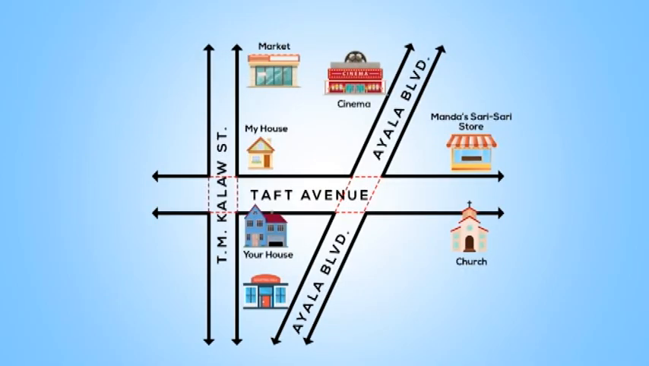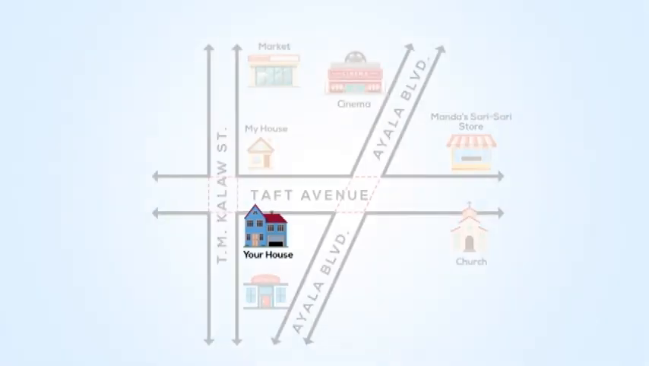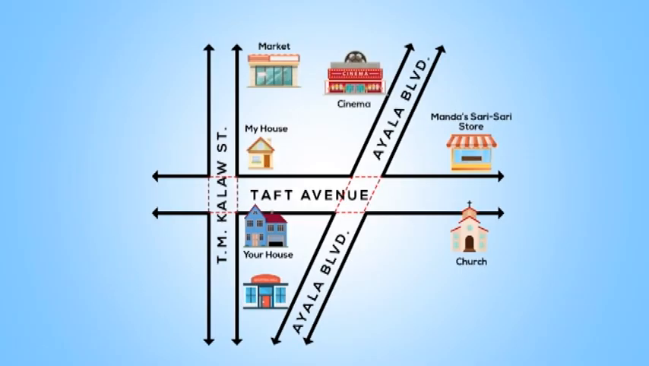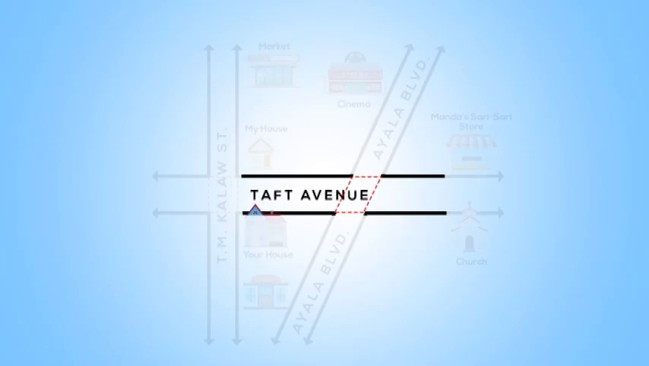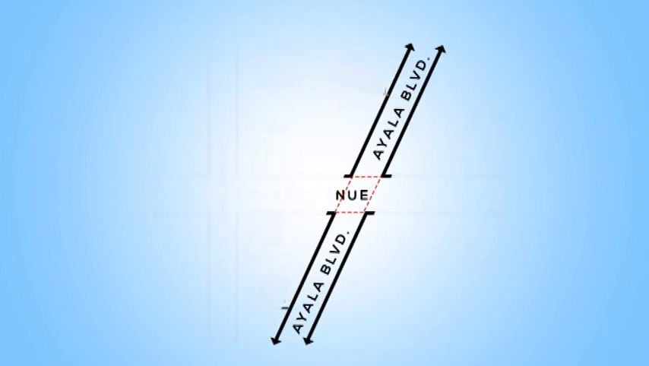To better understand these concepts, let's look at how we can apply them to everyday life. If you look at this map, you'll see lines everywhere. A simple way of looking at lines is to look at streets whenever you go out for a walk or run an errand. Let's say you live in this area. Can you see the lines that form from either side of Taft Avenue, T.M. Kalaw Street, and Ayala Boulevard?